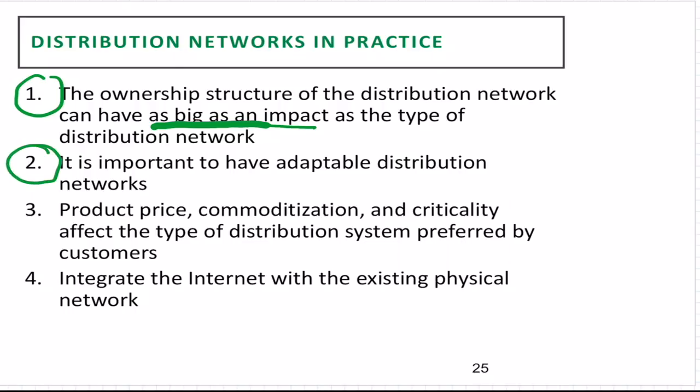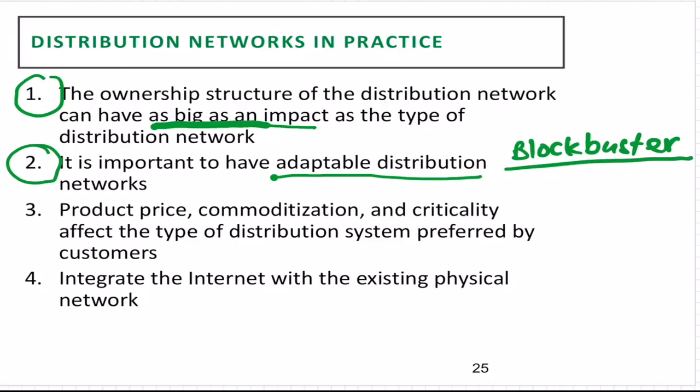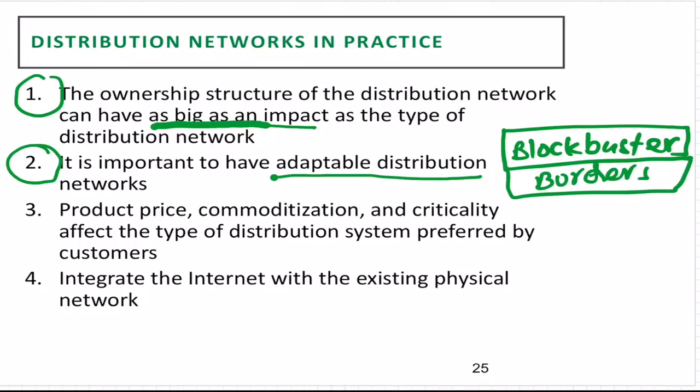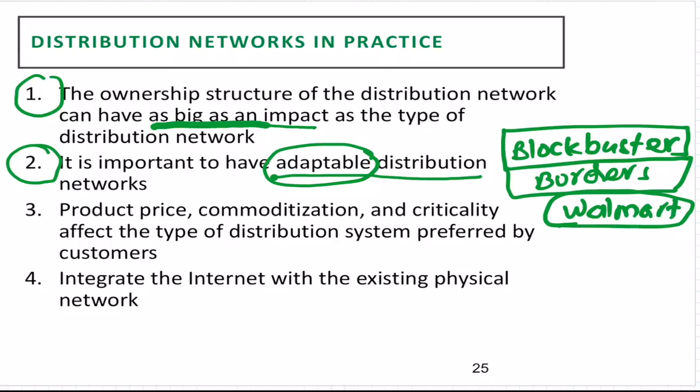It is important to have adaptable distribution networks. Nowadays we are living in a world where things change, and customer habits and preferences change. So if a distribution network is adaptable and flexible, obviously it is a big plus. Businesses which are not able to adapt their distribution networks can face a lot of challenges. We have seen examples of companies like Blockbuster who went bankrupt because they did not have adaptable distribution networks. Another example where a company failed to adapt their distribution network is the bookstore Borders. But if you look at Walmart, they have been very successful because they had an adaptable distribution network. Walmart was able to take advantage of the internet to complement what they had been doing earlier.